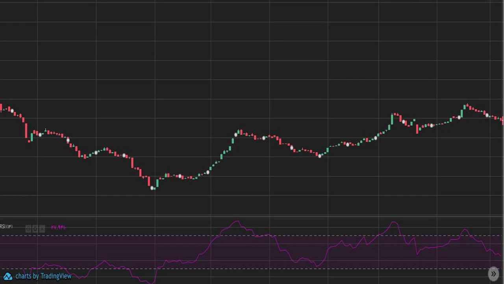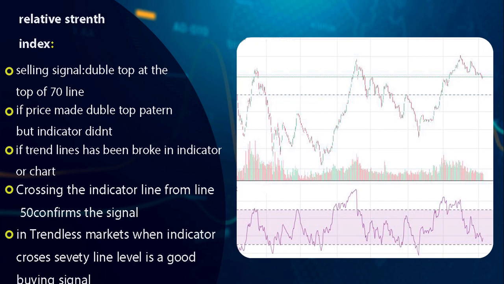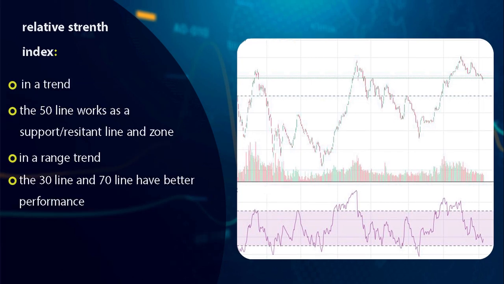Let's get back to our slides, and this was the selling signals, the signals that you can get from this indicator. Okay, let's continue.